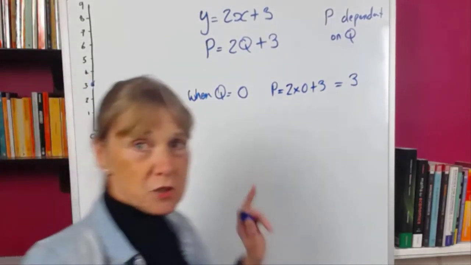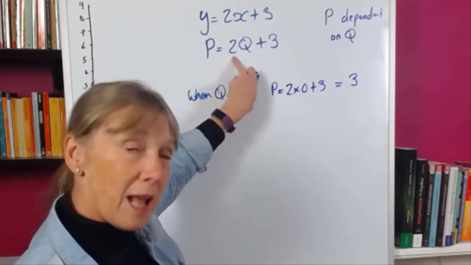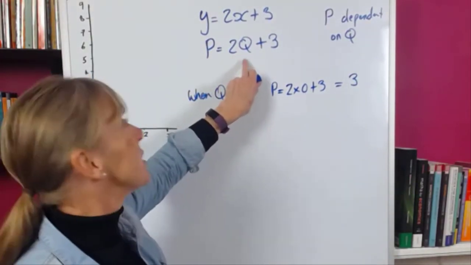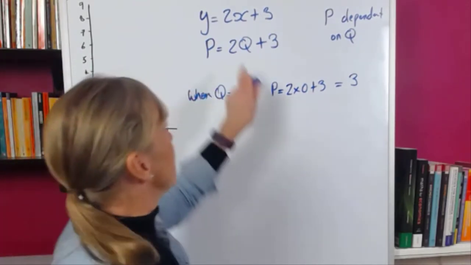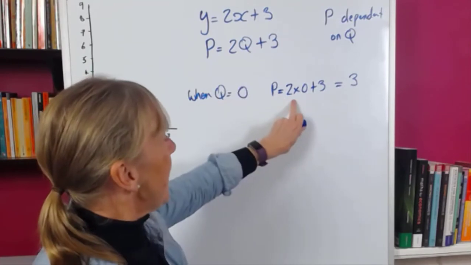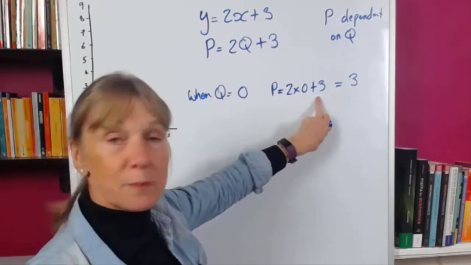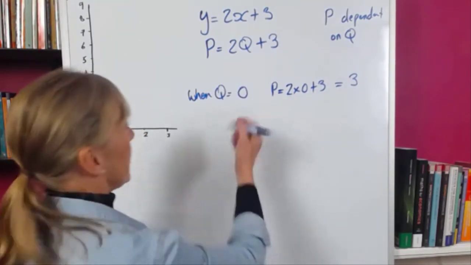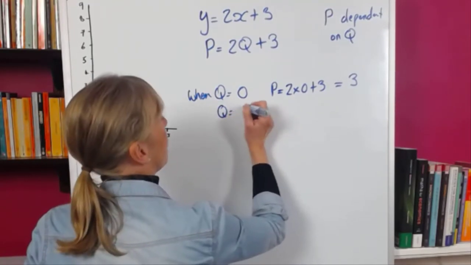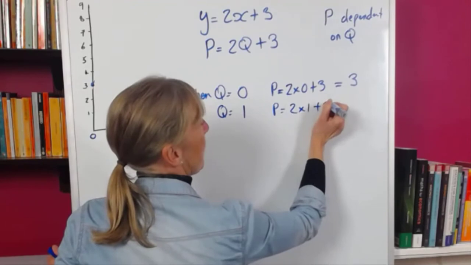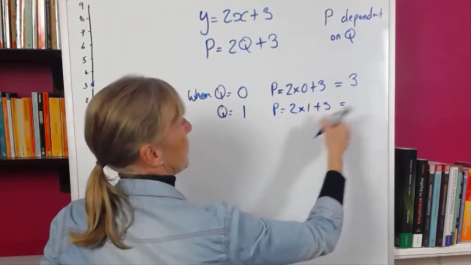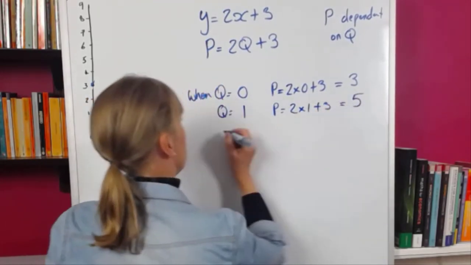Now, why did I write 2 times 0? That's because in algebra, if two things are written next to each other, it's always 2 times Q. There's always an invisible multiplication there. And 2 times 0 is 0, plus 3 is 3. So let's continue. What if Q is 1? P equals 2 times 1 plus 3. 2 plus 3 is 5.